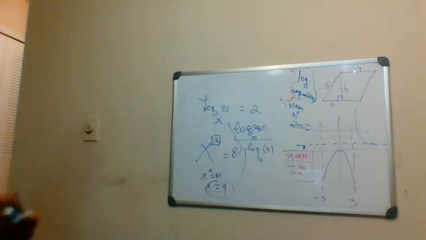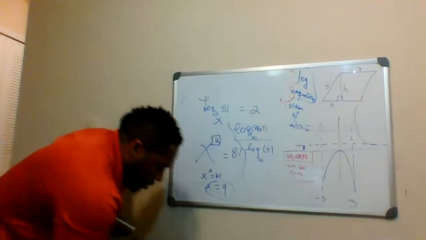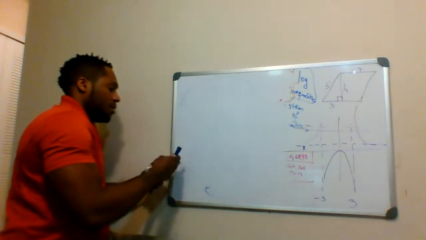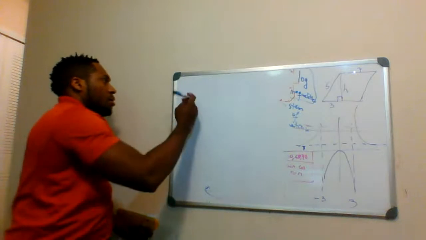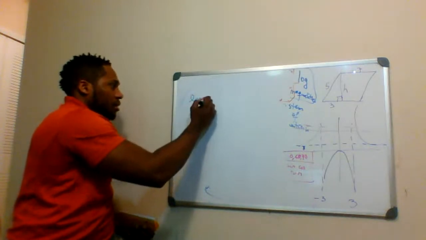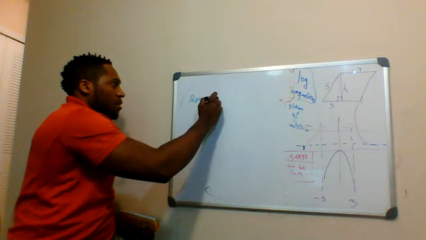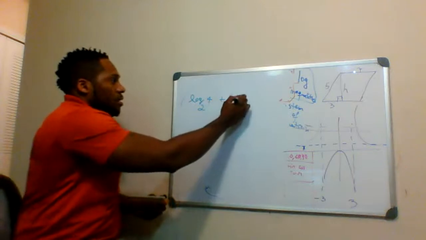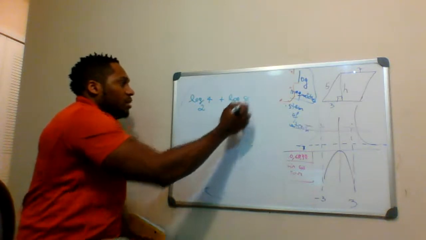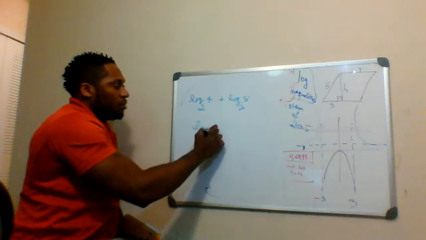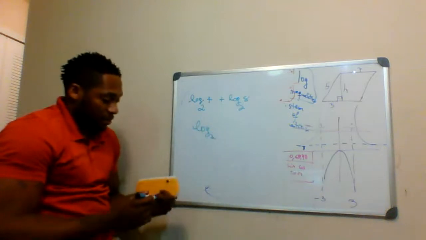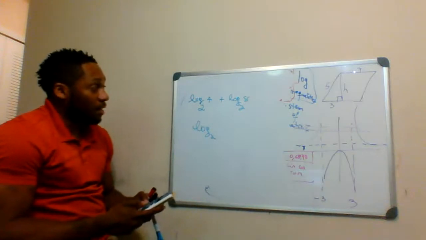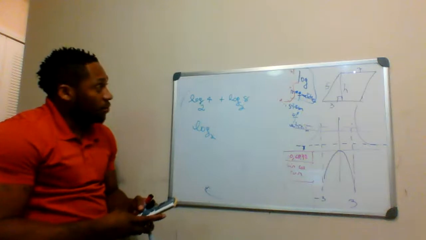So some stuff about the properties. So I can use numbers on them. So if I had, there's another property too. Log base 2 of 4 plus log base 2 of 8. So that would equal to log base 2 of what? Who can tell me what that is? That would equal to what? Log base 2 of what?